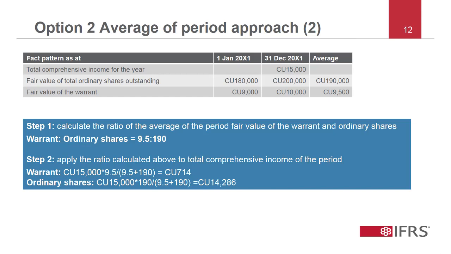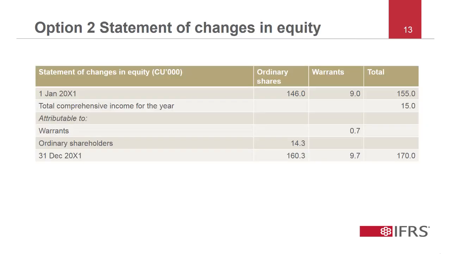Step 2. Apply that ratio to Company A's total comprehensive income of 15,000 currency unit. The results are the warrant gets 714 currency unit and the ordinary shares the rest, 14,286 currency unit. Those amounts calculated on the previous slide will be shown on the face of statement of changes in equity in this way. The amount of total comprehensive income attributed to the warrant under this option is 700 currency unit instead of 1,000 under option 1.